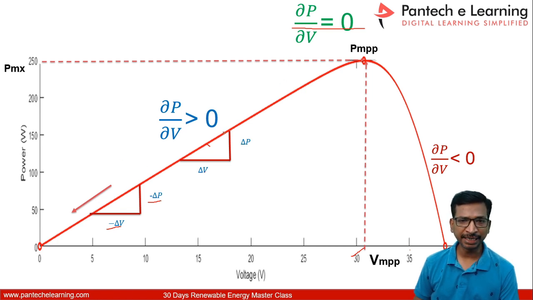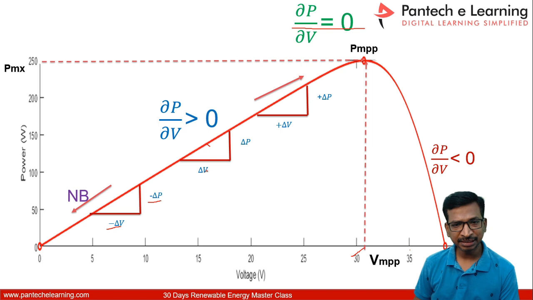Similarly, if you are going to the right side, this difference will be positive. Due to that, we can improve the power, so we call it a positive big. So now we have to differentiate this sample: 0, positive big, and negative big.